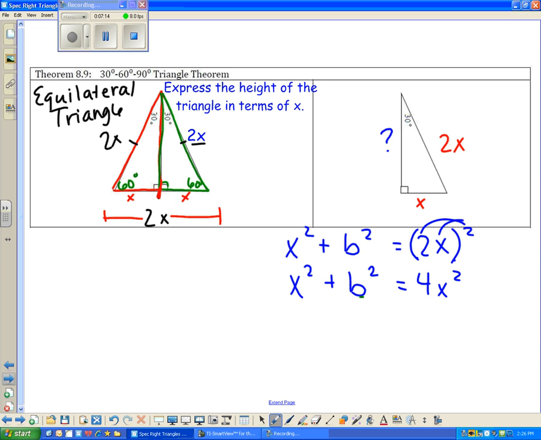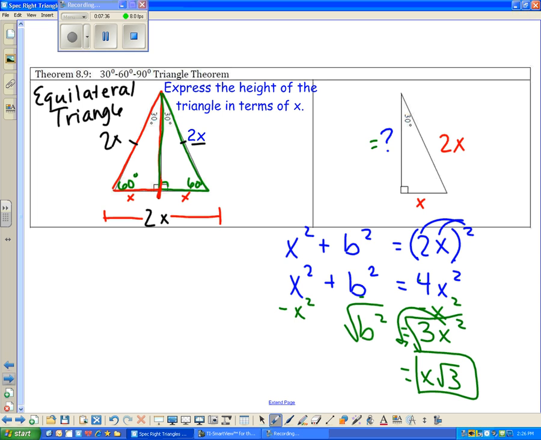Now I'm trying to get b, so I'm going to subtract x squared. 4x squared minus x squared is 3x squared. Okay, and then again I want b by itself, so I need to take the square root. I can pull that x squared out front again, and I have x square root 3. So that becomes my missing side length.